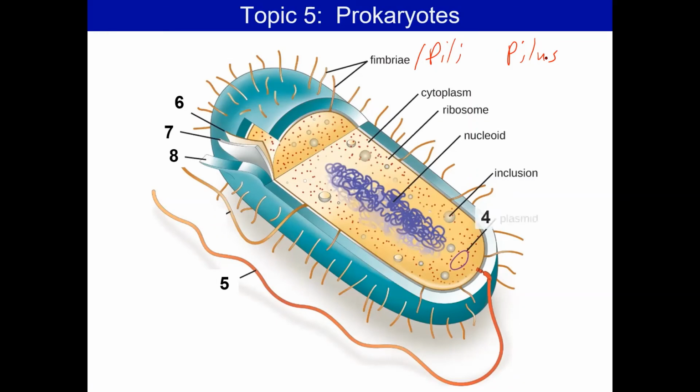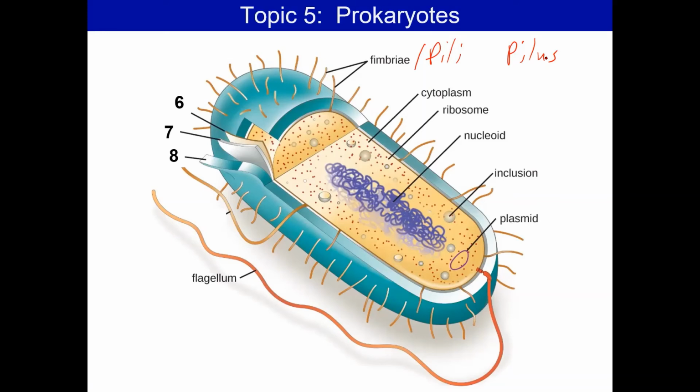Number four is a plasmid. What is a plasmid? A plasmid is kind of like a mini chromosome. It's circular like the big chromosome, but it's just a lot smaller, only a few genes, usually 5 or less genes on there. Speaking of 5, what is number 5? Number 5 is a flagella. Actually, flagellum is one, flagella is many. And that is involved in motility, which means swimming.